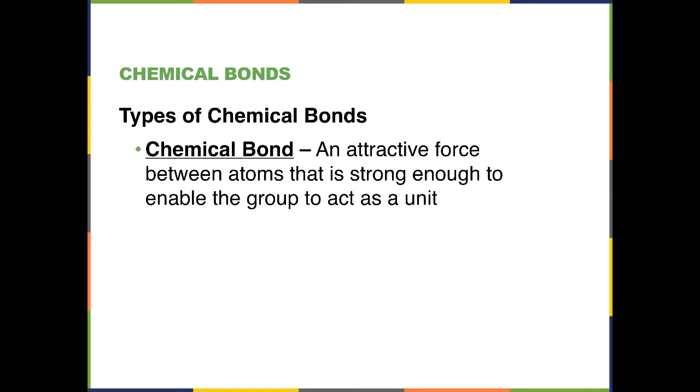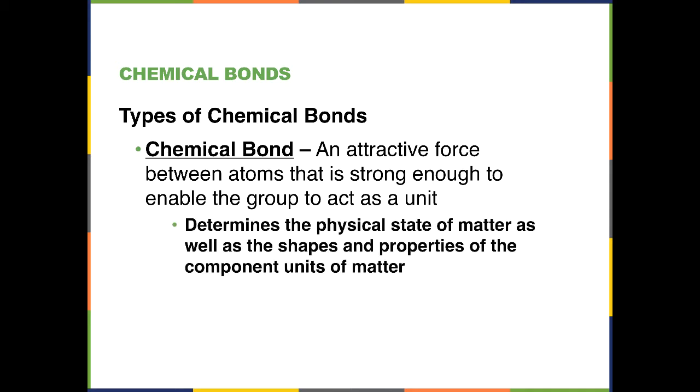A chemical bond is an attractive force that occurs between atoms that's strong enough to enable the group to act as a single entity or a single unit. Now this is to distinguish a chemical bond from something we will talk about in the future called intermolecular forces and intramolecular forces. These forces also are attractive and cause certain things to happen, but they are not strong enough to keep the groups of atoms together as a unit the way a chemical bond keeps the atoms together.